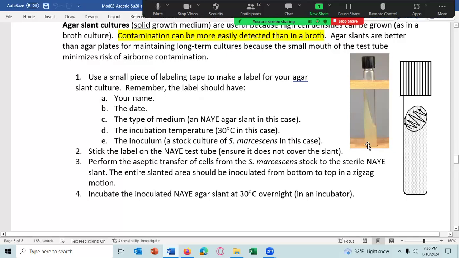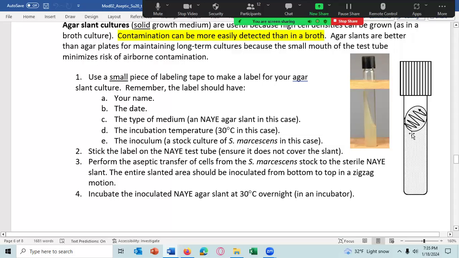The reason being, here's a slant, and on the slant, we take a loop and take our cells and then streak the bacteria in an S-like motion so that you get this type of a streak on the slant. We should see bacteria that is red on the slant. If ever you see bacteria off of the slant, like right here, and especially if it's not red in color, then you know that's a contaminant.